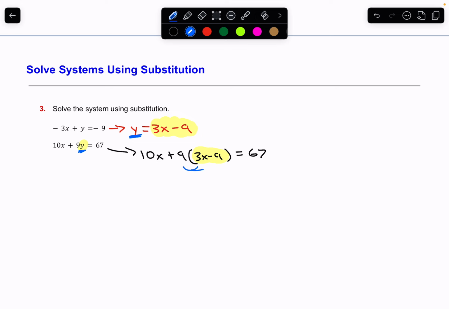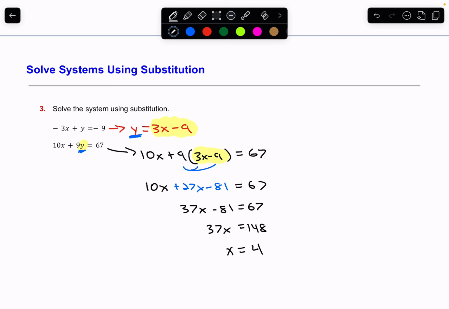All right, now we're going to distribute this 9 because now we're just solving for x. So we have 10x, and then 9 times 3x is 27x. 9 times negative 9 is negative 81. Still equal to 67. I can go ahead and combine like terms to get 37x minus 81 equals 67. When I add the 81 over, 37x is going to be equal to 148. And if I divide 148 by 37, hopefully that comes out to a nice clean number. 37 times 4 is going to do it. So x is going to be equal to 4 there.